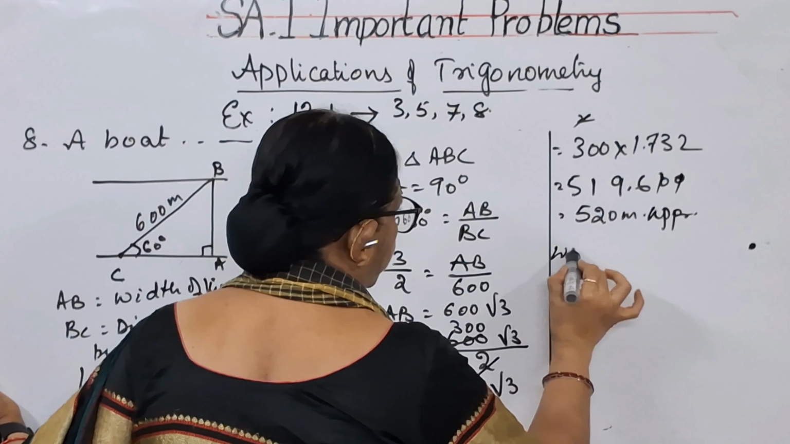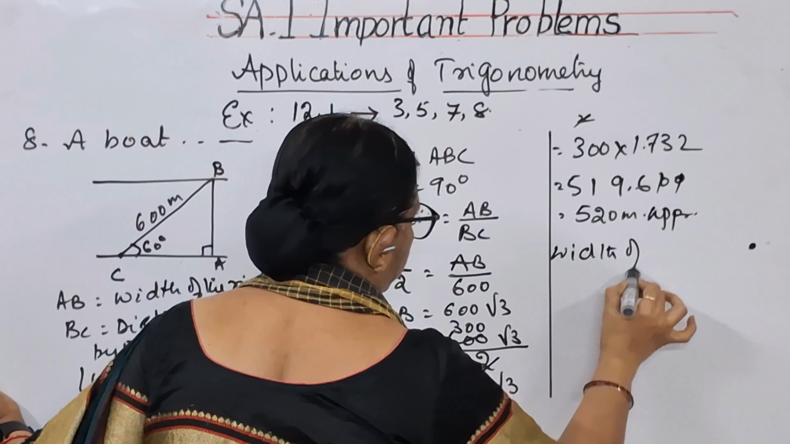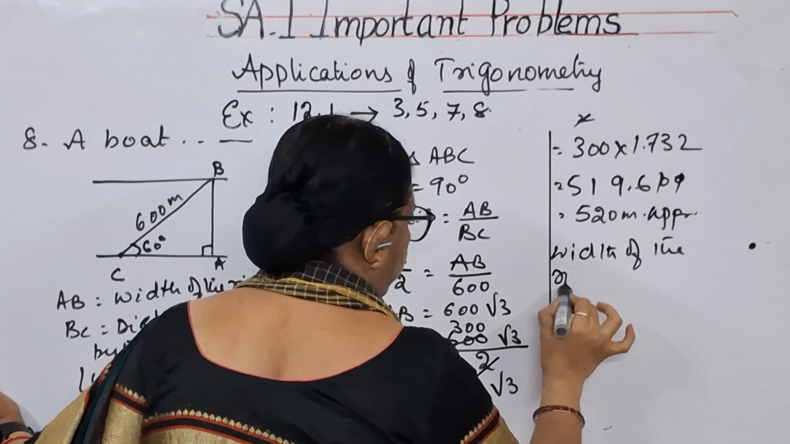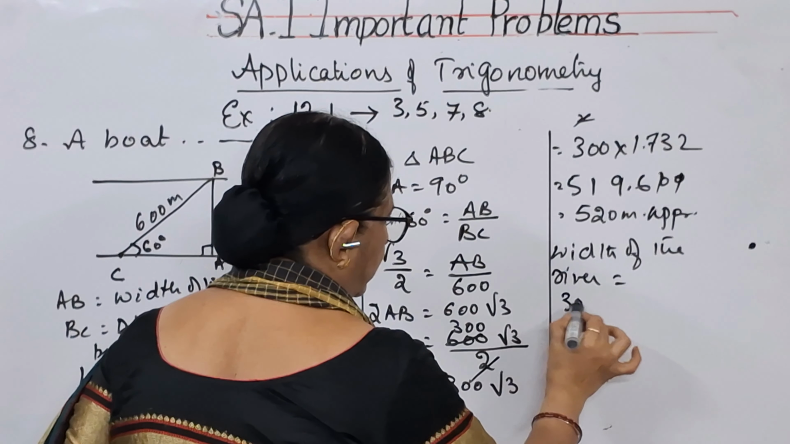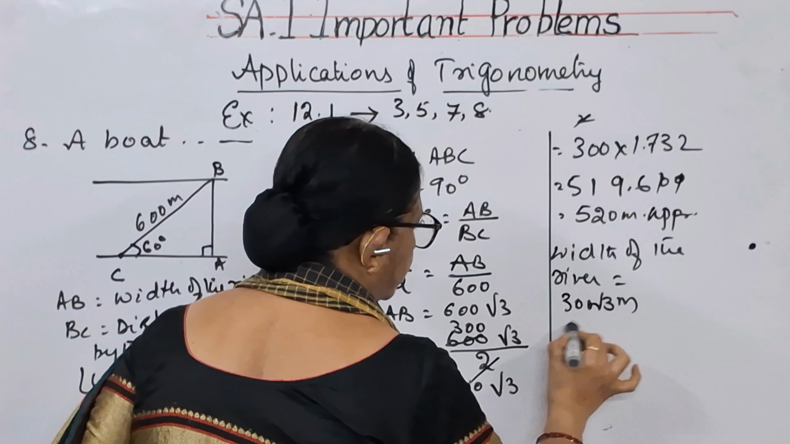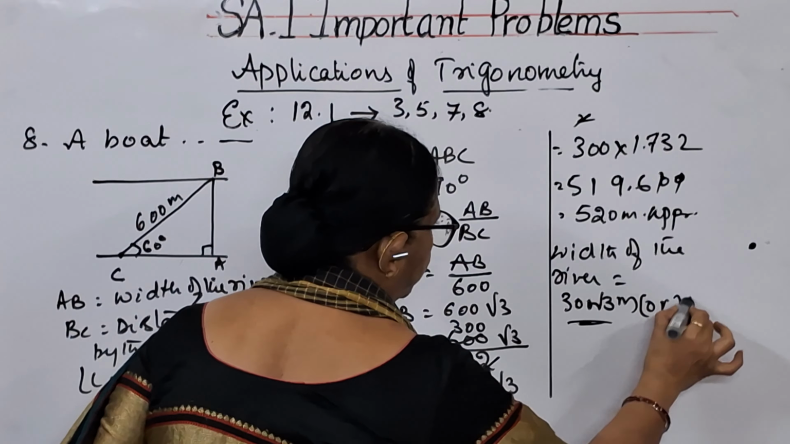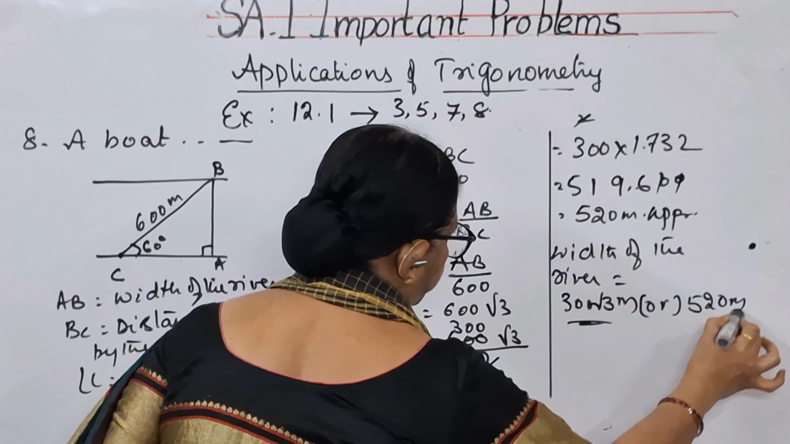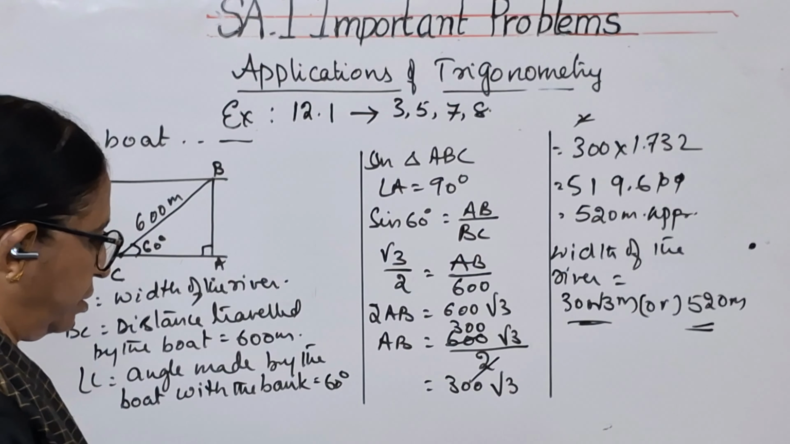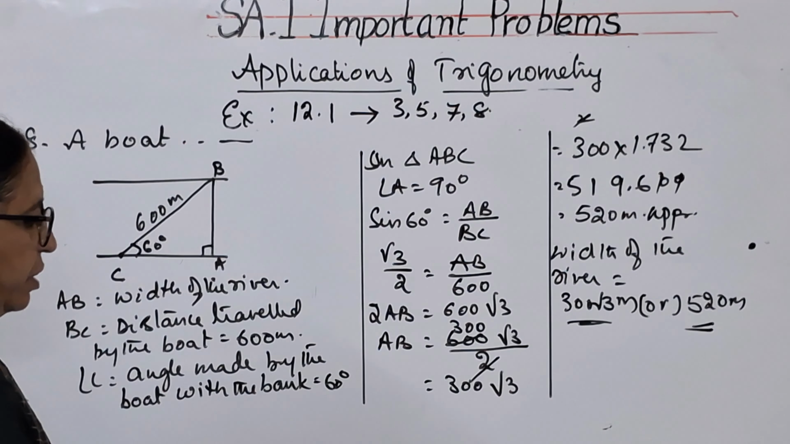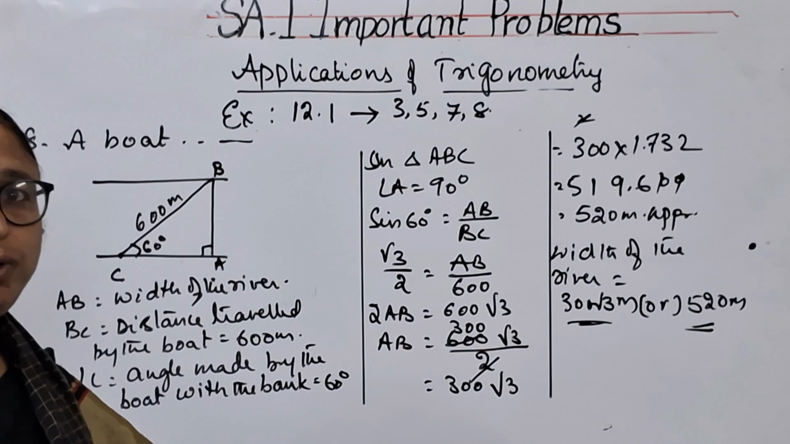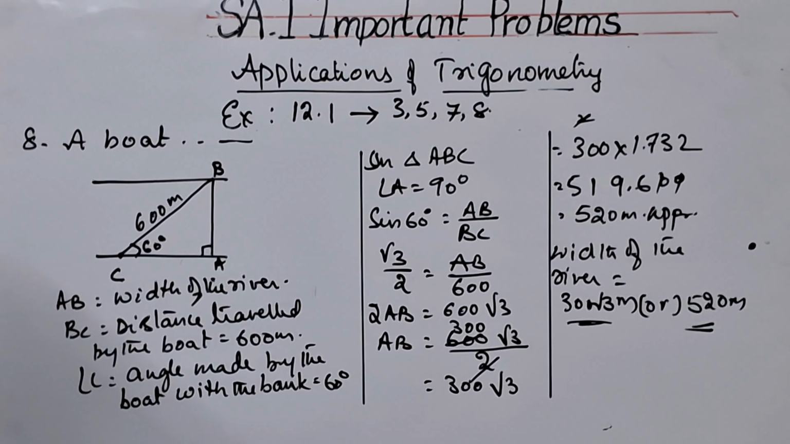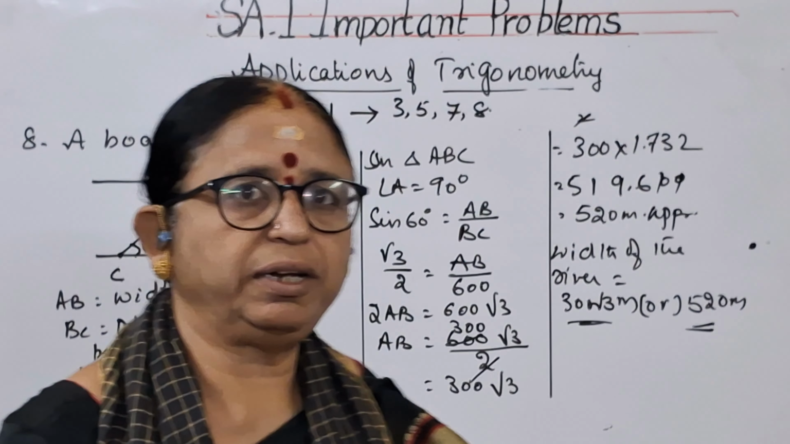So width of the river is equal to, in your textbook, you have got the answer 300 root 3 meters, or you can even write 520 meters. This is the answer, children. I hope you have understood. These are the problems in this exercise to learn. Please copy this. Next one, I'll deal with in the next class.